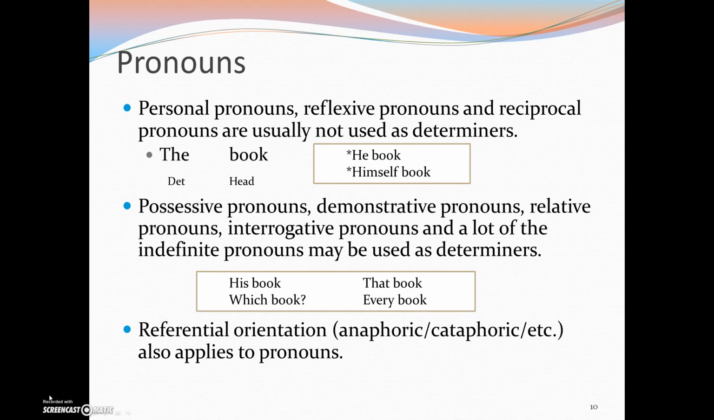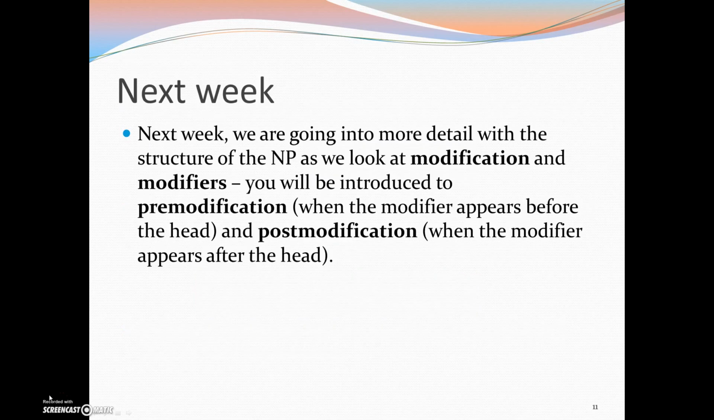So referential orientation, when we talk about anaphoric reference, cataphoric reference, this also applies to pronouns. So next week we are continuing with the noun phrase. It's going to be a last session on the noun phrase, and we're going to look at modification and modifiers. So in particular, these are pre-modifiers and post-modifiers.